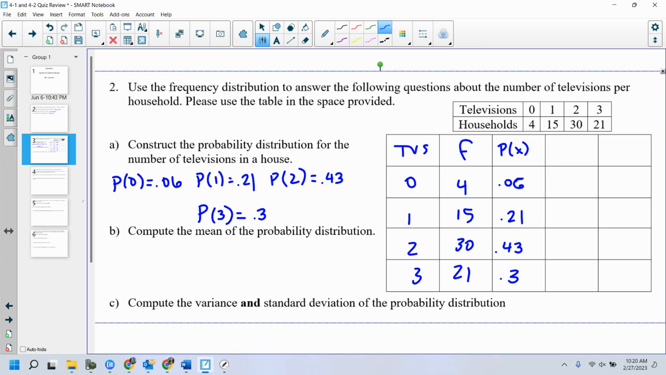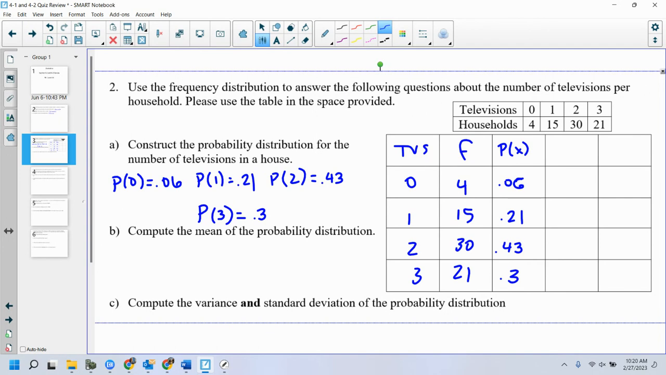What should the probability distribution all sum up to be? Yeah, 100% or 1. Good, there's my probability distribution, listing all the different probabilities. Part B here, compute the mean of the probability distribution.